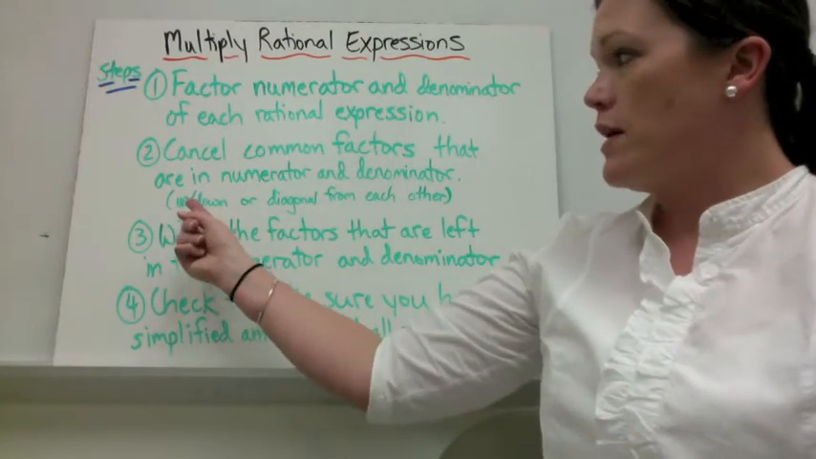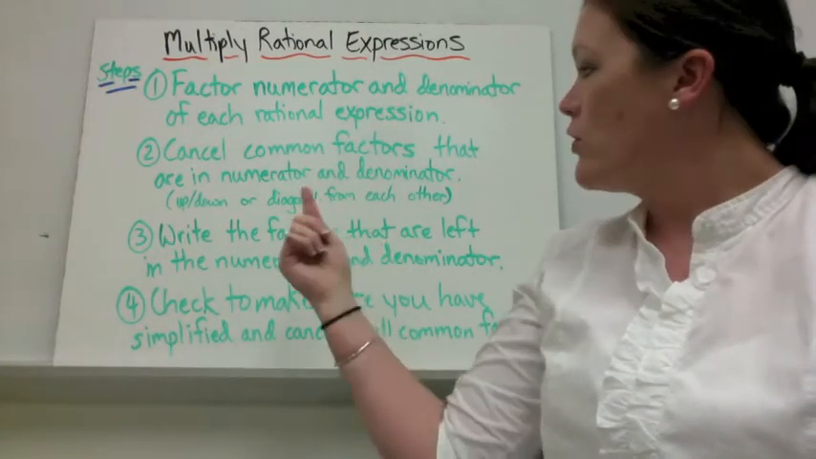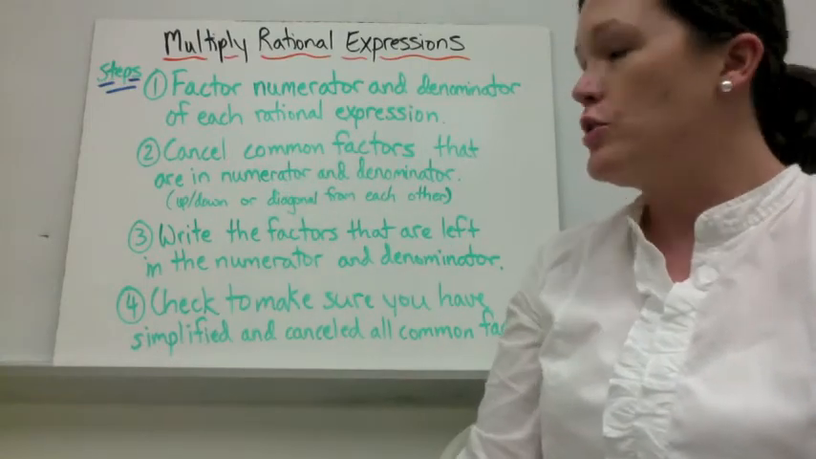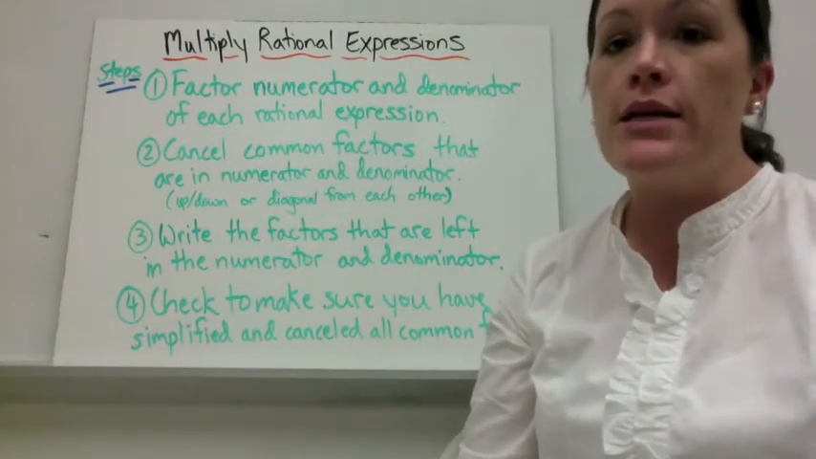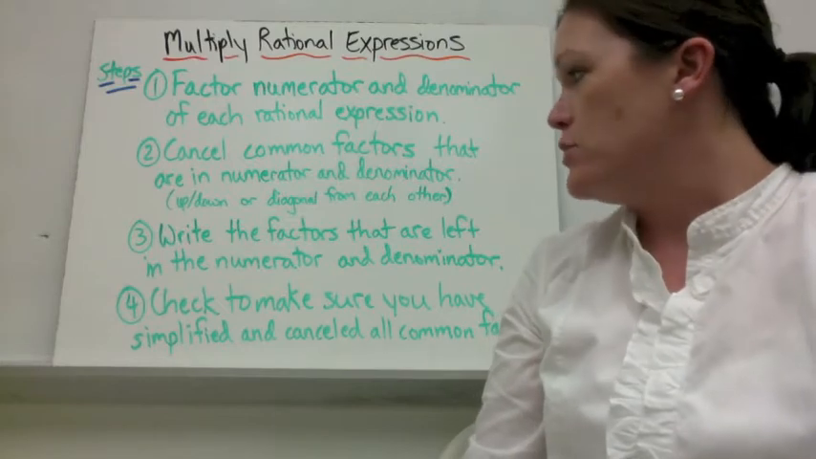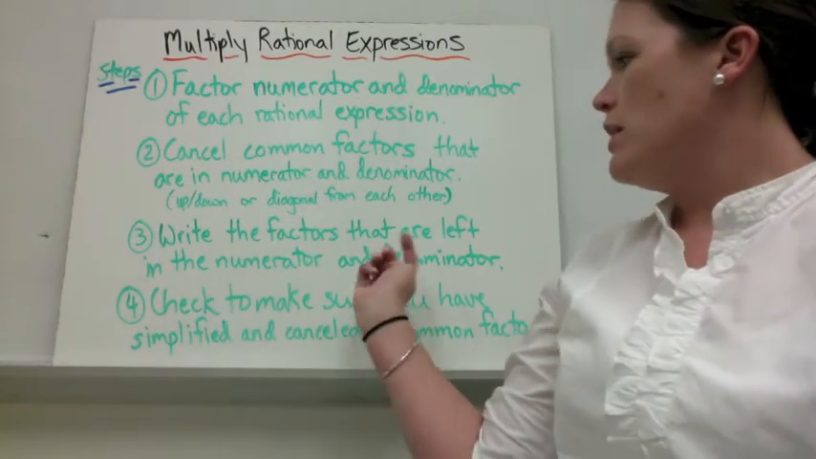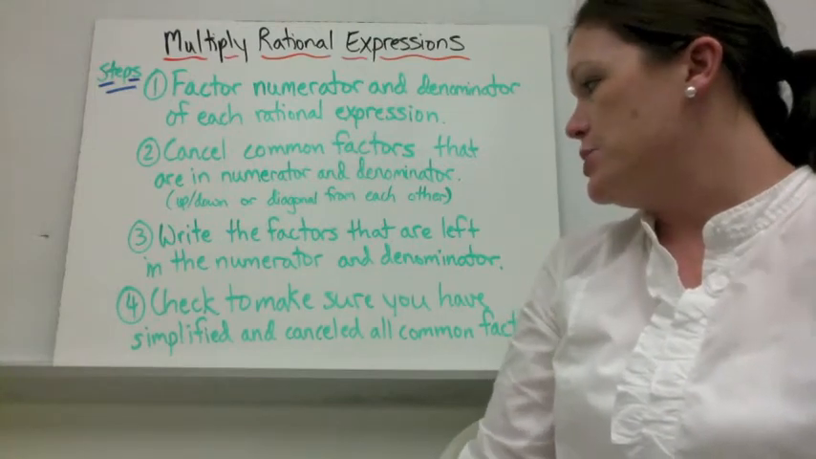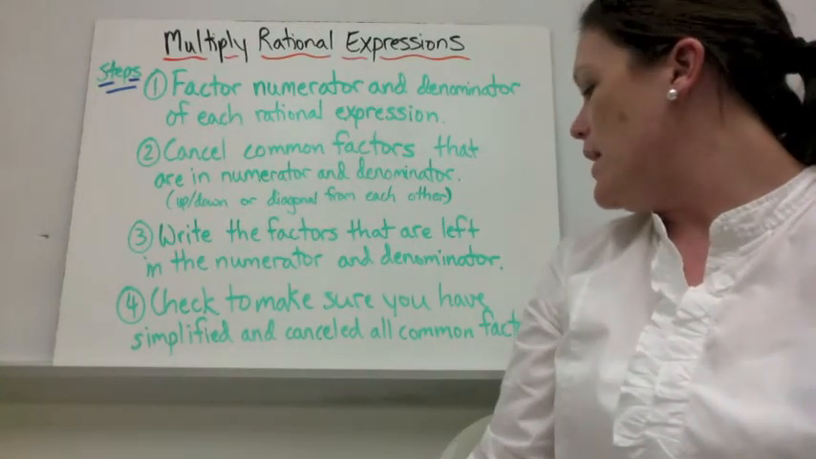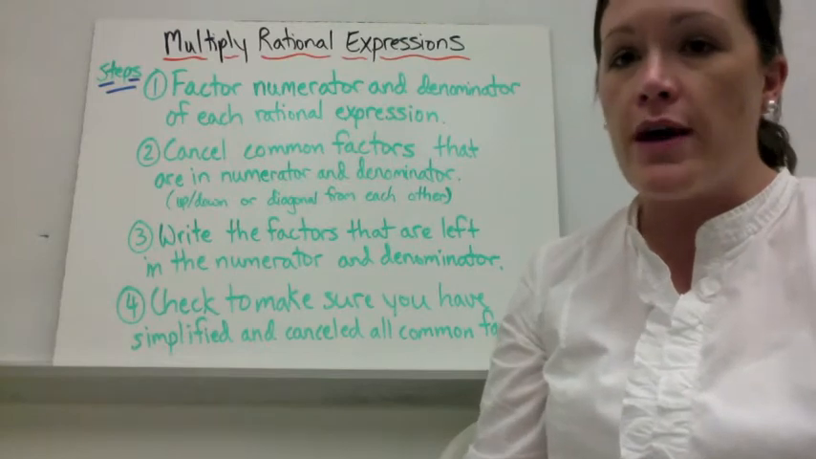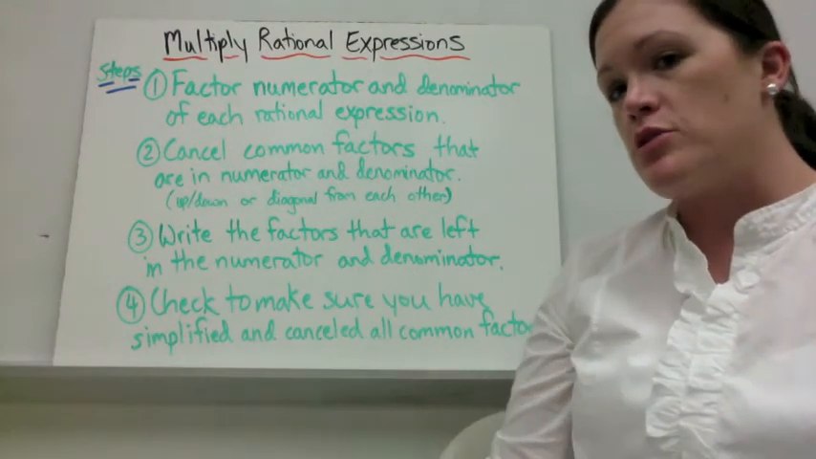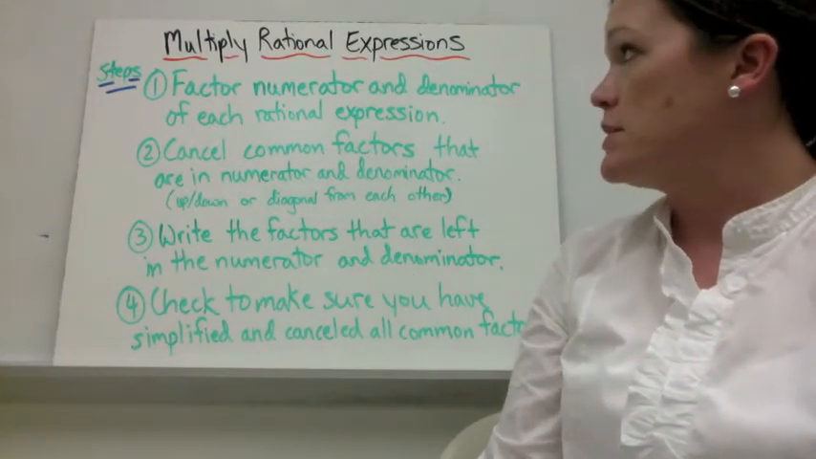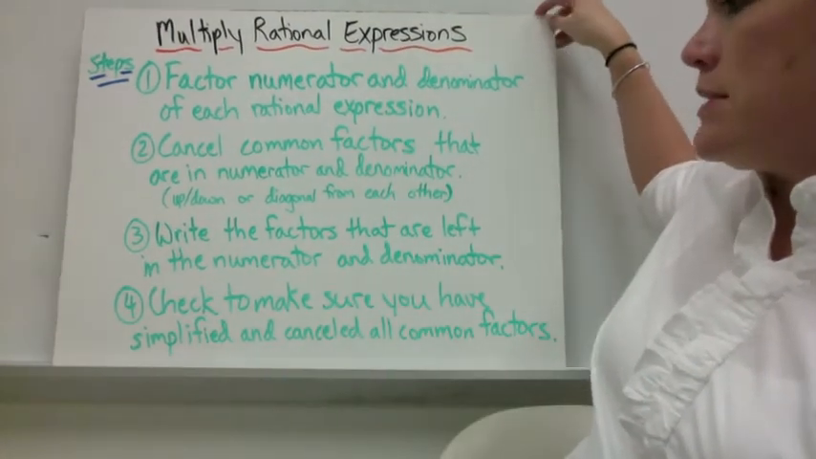So in other words, if they are up and down from one another or if they're diagonal from each other, you could cancel them. But ones that are right next to one another, you cannot cancel. And then write the factors that are left in the numerator and the denominator. And last but not least, check to make sure that you have simplified and canceled all common factors, or you've simplified the numbers and variables that are out front as much as possible. Let's take a look at some examples of this.